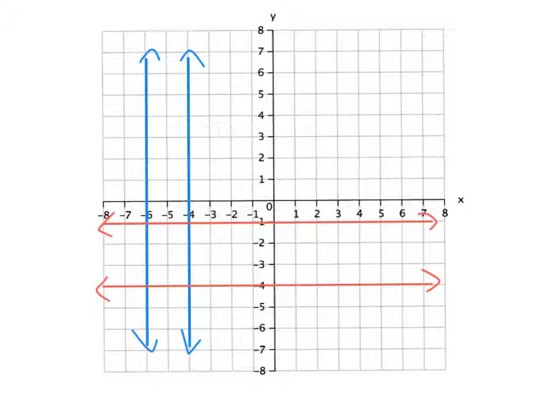Something that's important to realize is that two horizontal lines, like these two red lines here, are parallel to each other. And two vertical lines, like we have over here, are also parallel to each other. But a horizontal line and a vertical line are going to be perpendicular to each other. So this will help out for the next example.